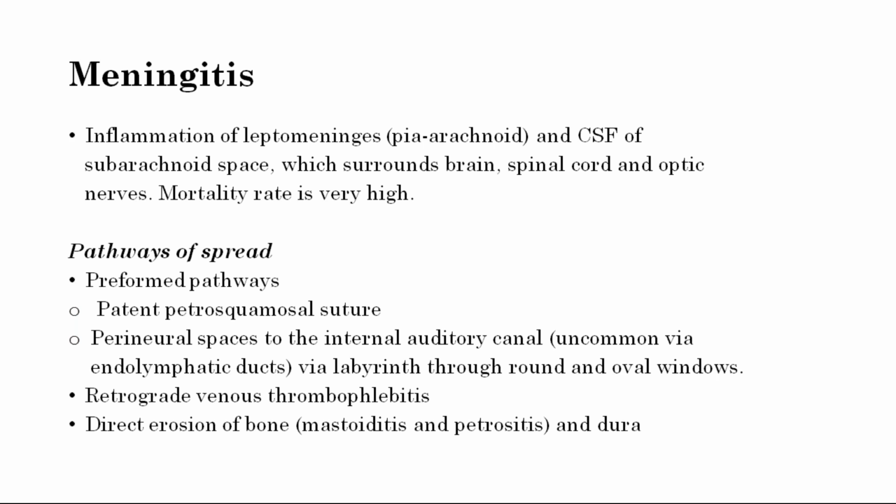The Brudzinski sign is when you make the patient lie down, and the moment you try to flex the neck to the chin, there is folding of the legs. And the Kernig sign is when you make the patient lie down and flex the hip joint so that the thigh is touching the abdomen, and then try to extend the leg.